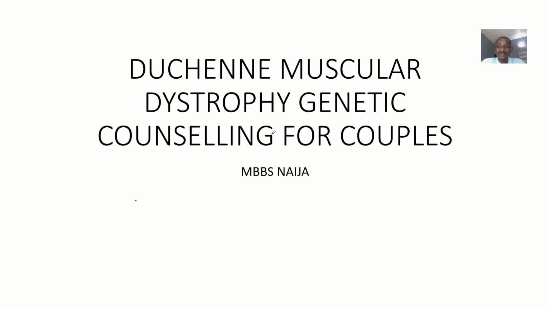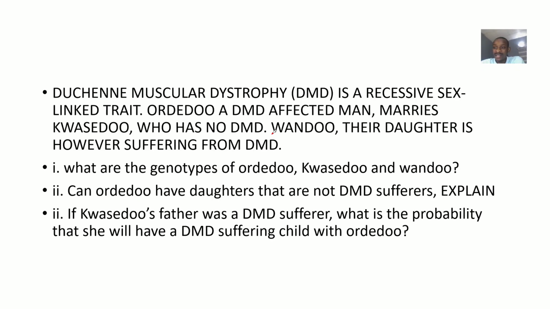So in here, we are going to do genetic counseling for Duchenne Muscular Dystrophy. It's like an exam question, but if you know this now, you will be able to advise these couples, if they come to you, or if they came to you before getting married. Knowing this is equivalent to being a genetic specialist that can advise couples on hereditary diseases.